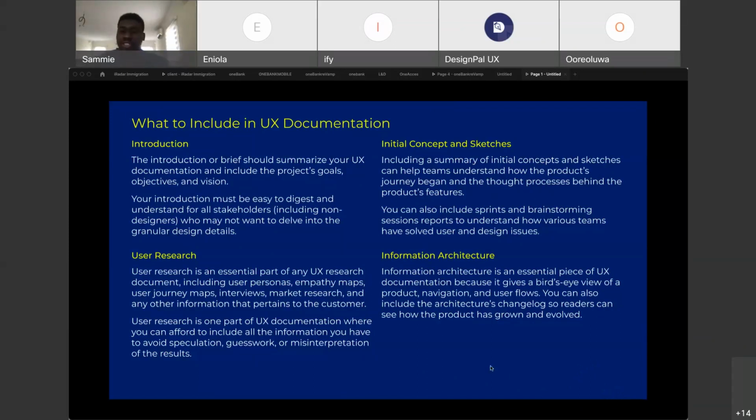So information architecture is a central piece of UX definition because it gives a bird's eye view of the product, navigation, and user flows. You can also include the architecture change log so readers can see how the product has grown and evolved. I'm going to do that very soon on one of the new projects I'm working on. The former information architecture had a duplicate of so many things, and we are trying to simplify it.